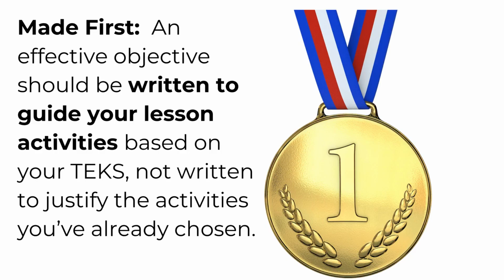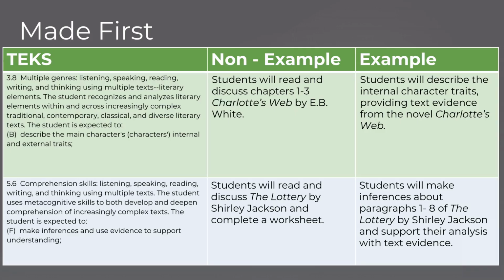The third component of the 4M lesson objective strategy is that the objective is made first. The objective should be created first and is written to guide your lesson activities based on your TEKS, not the other way around. This means the objective should not be written to justify the activities you've already chosen. Please pause the video and read through the TEKS non-examples and examples of how lesson objectives were made first. You should be able to see how the teacher linked vocabulary from the TEKS and related it to the chosen content.